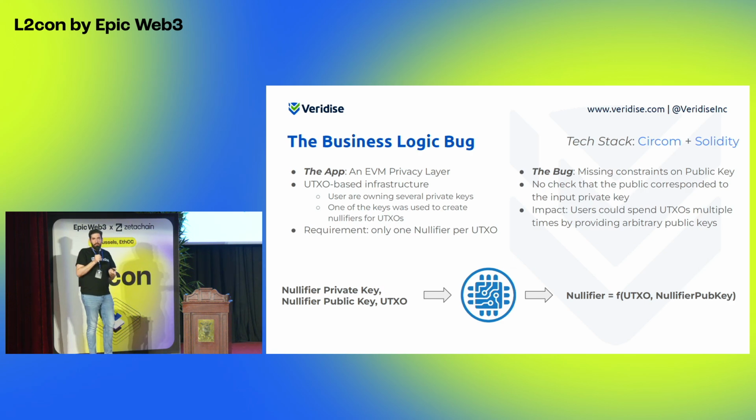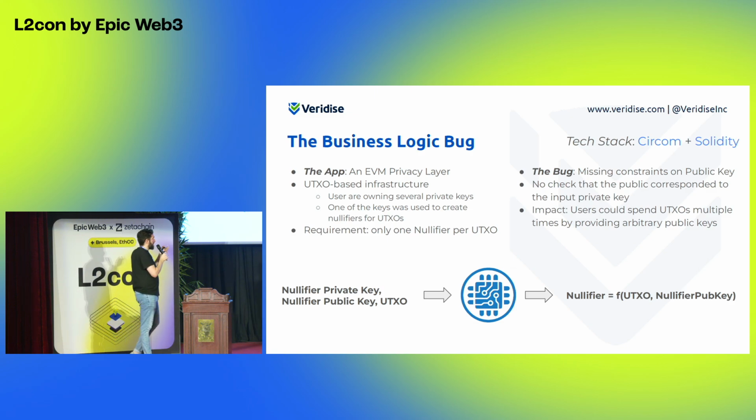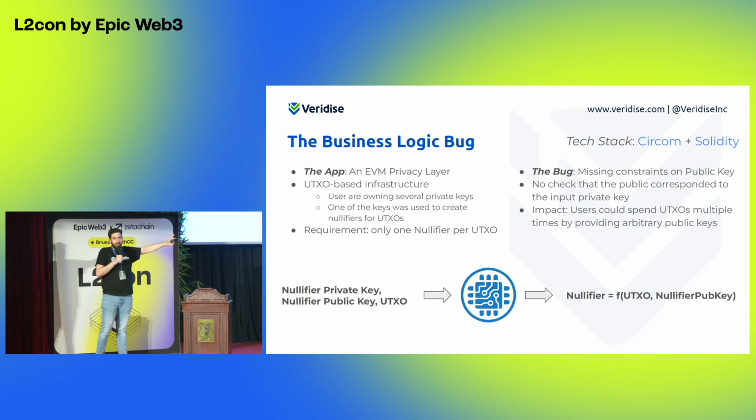The user had a bunch of keys. One of these keys was responsible for creating nullifiers for a UTXO. Typically, a nullifier was going to be a function of the UTXO and the public key, the public nullifying key. So the circuit had as an input both the private nullifying key and the public nullifying key. Naturally, a requirement here is that we want only one nullifier per UTXO. If you can create multiple nullifiers for the same UTXO, you can double spend.